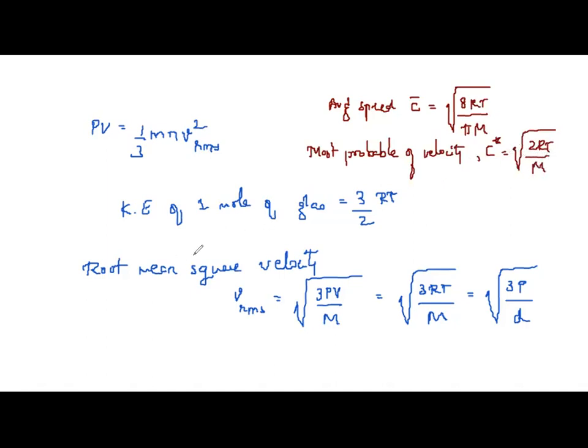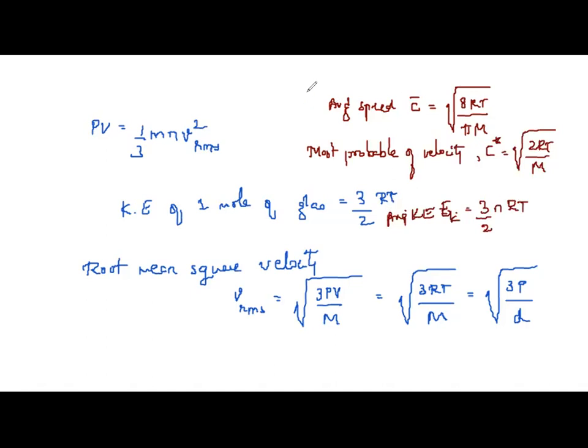And here we have seen average kinetic energy, which is written as EK. Average kinetic energy is 3 by 2 nRT. For 1 mole, n is equal to 1. So these are the different formulae.